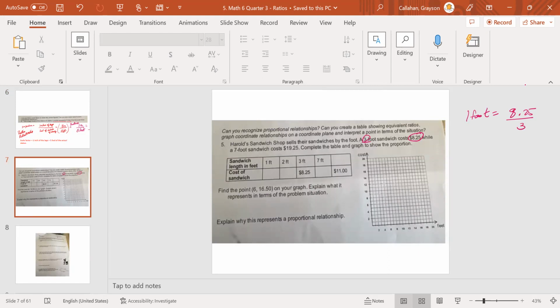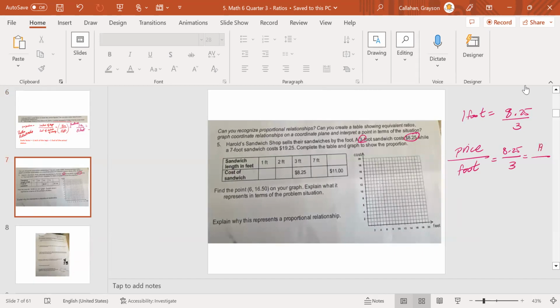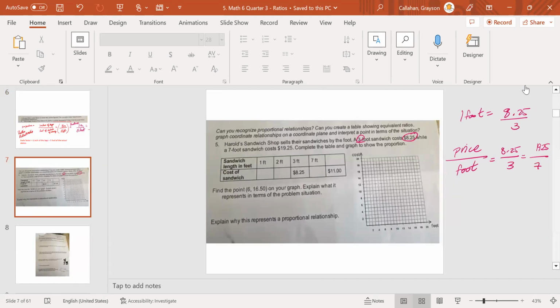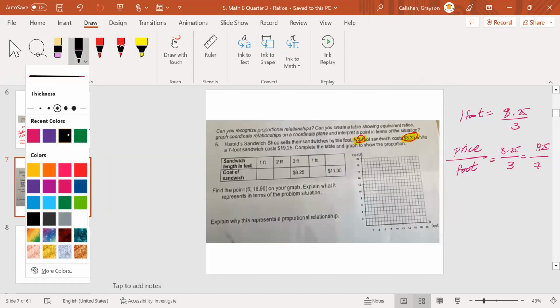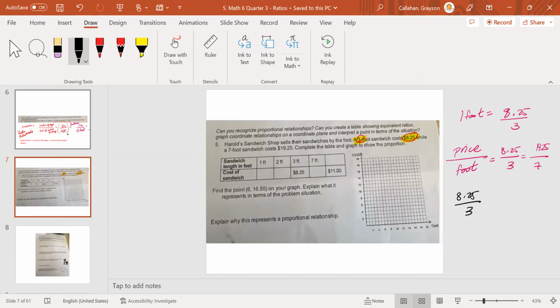So what we can do with this is you have the price of the sandwich over foot, right? It gives you $8.25 for 3 feet, or you could do $19.25 for 7 feet, right? Complete the table to show the proportion, okay? So then what you can do is you can go ahead and just use this proportion here, the 3 with the $8.25, okay? So let's do that. It asks you for 1 foot. So let's do this. $8.25 for 3 feet. 1 foot, X is price, right?